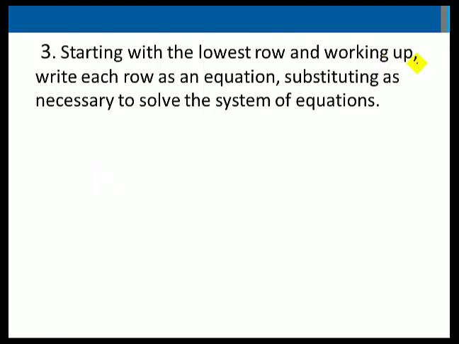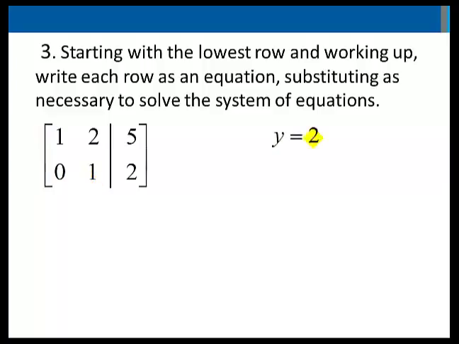Starting with the lowest row and working up, write each row as an equation, substituting as necessary to solve the system of equations. So let's see. We'll start with the lowest row here. So our lowest row has 0, 1, 2 in it. And I can rewrite that as y equals 2. And then, so we've solved for y. Y will be equal to 2 in our solution.